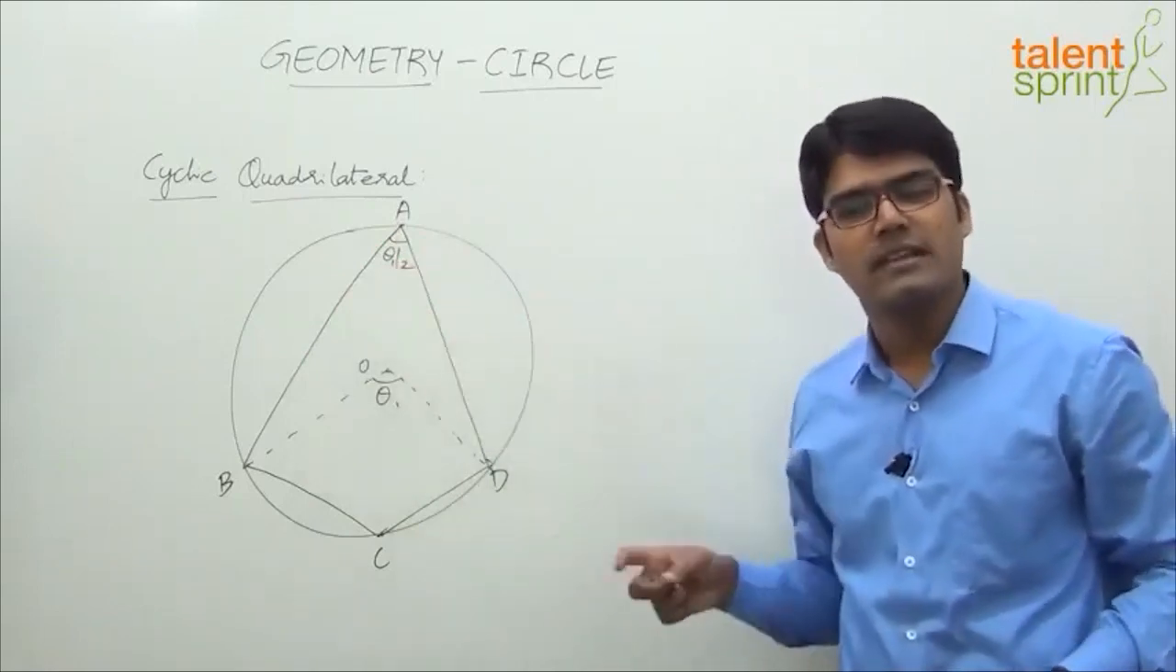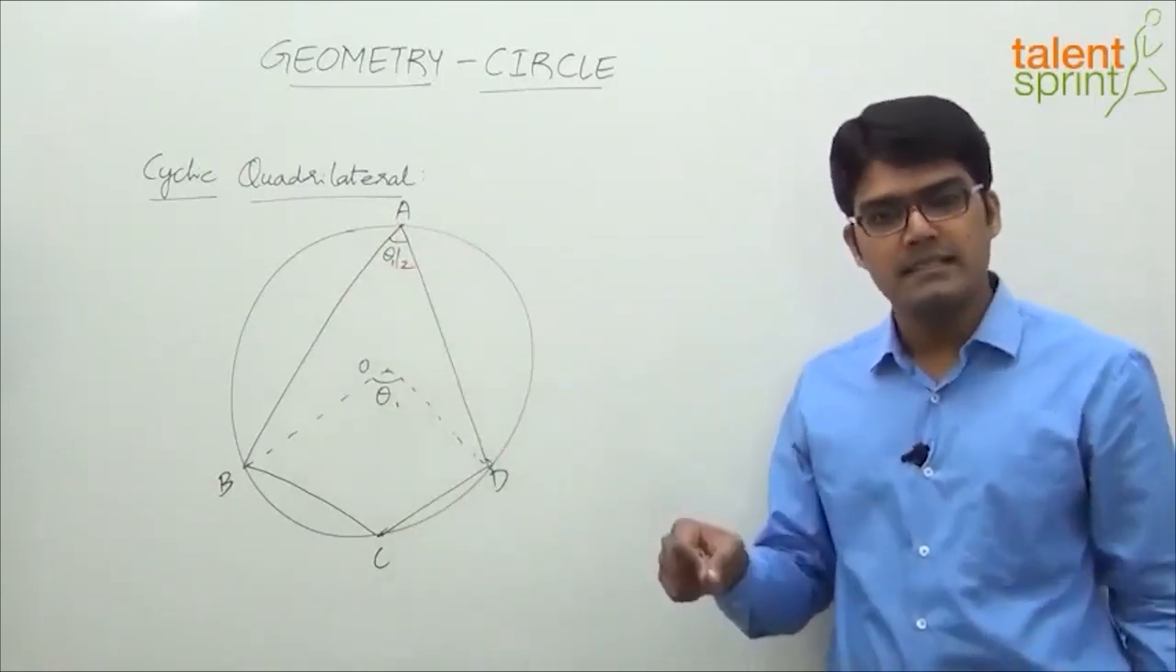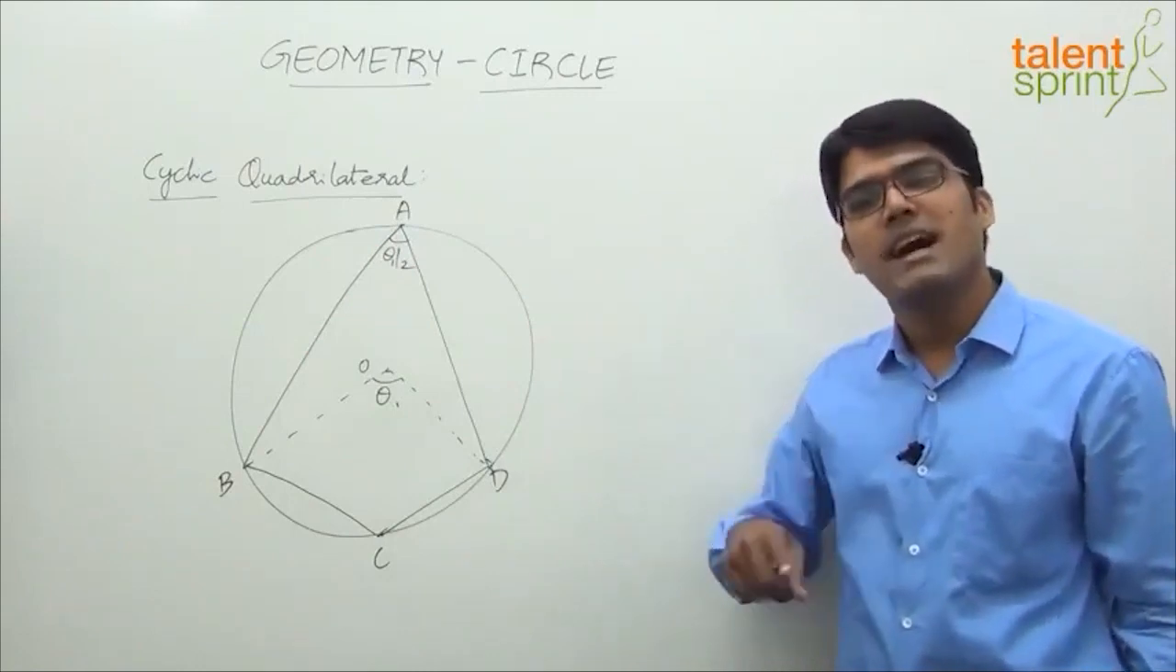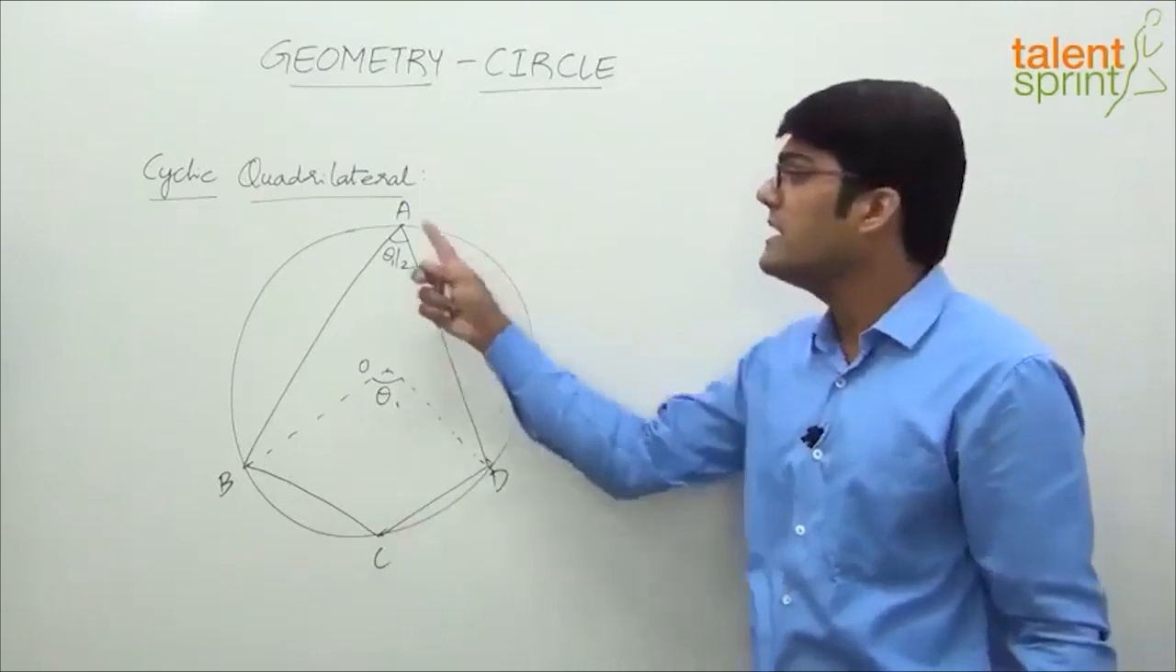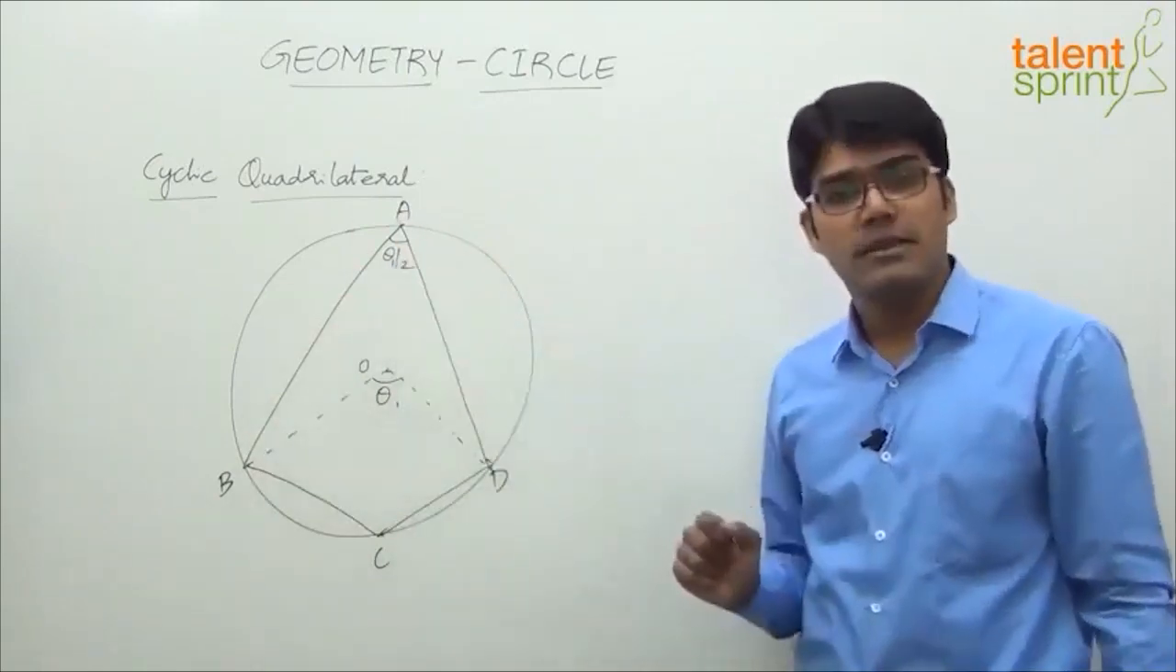Yes or no? We have learned this point, that the angle made by an arc at the center is twice the angle made by the arc at any point on the alternate arc. So if this is the minor arc, A is a point on the major arc, so this is theta 1 by 2.